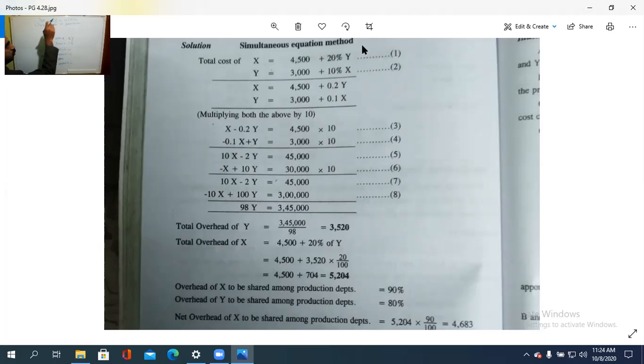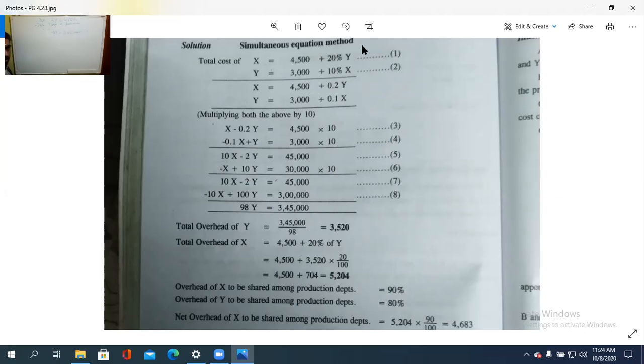So minus 2 plus 100y. How much is it going to be? 98y is equal to 3,45,000. Then y is equal to... we need to get one figure, isn't it? If we get one figure, we can do the other one, isn't it?